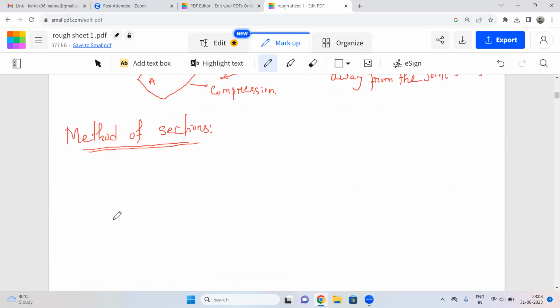So in method of section, what will happen? This was your point A, it is point B, it is point C. Then B, C, D, E, F, G. That is your total structure, right? So in method of section, what you need to do?